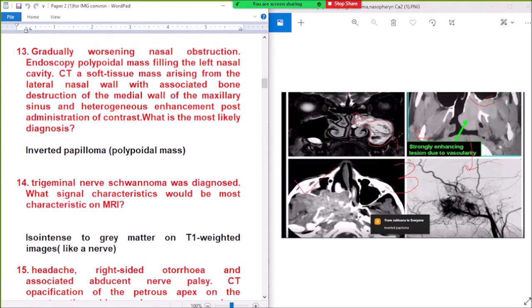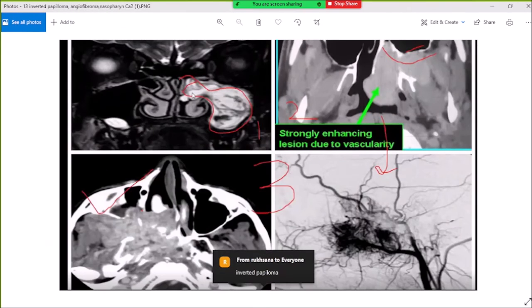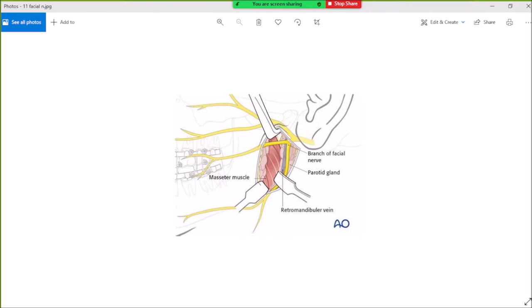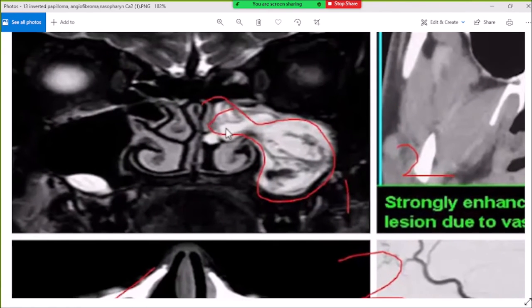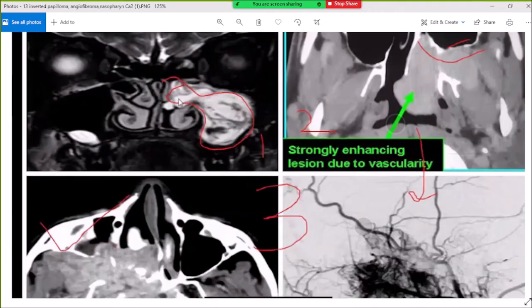Question number 13. Gradually worsening nasal obstruction. And the scope shows a polypoidal mass filling the left nasal cavity. CT scan shows a soft tissue mass arising from the lateral nasal wall with associated bone destruction of the medial wall of the maxillary sinus and heterogeneous enhancement post-administration of contrast. What is the most likely diagnosis? Inverted papilloma, polypoidal mass. Remember that this is inverted papilloma. It's P-shaped. You should be able to make a P-shape from it. So it's inverted papilloma, right?